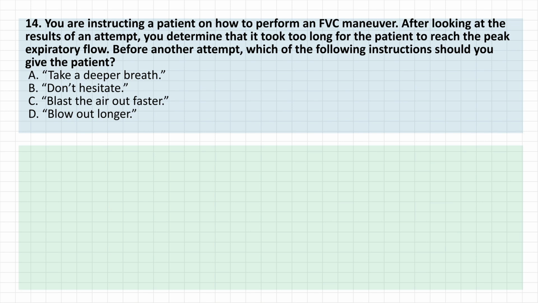14. You are instructing a patient on how to perform an FVC maneuver. After looking at the results of an attempt, you determined that it took too long for the patient to reach the peak expiratory flow. Before another attempt, which of the following instructions should you give the patient? A. Take a deeper breath. B. Don't hesitate. C. Blast the air out faster. D. Blow out longer. The correct answer is C.